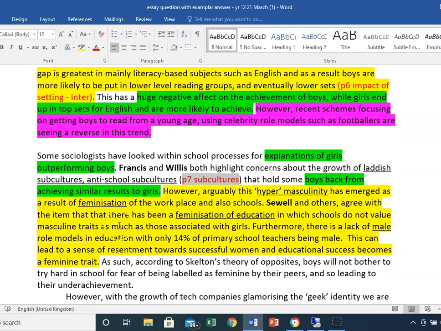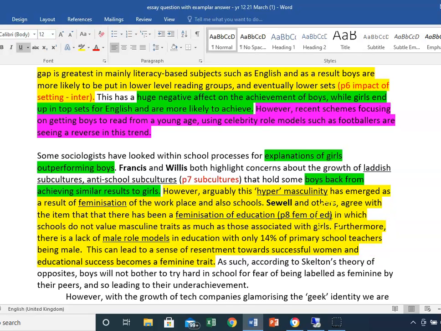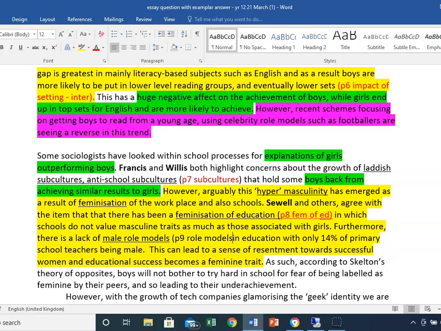Feminine schools do not value masculine. Feminization of education is point 8. In which schools do not value masculine traits as much as those associated with girls. Furthermore, there's a lack of male role models. So you've got role models in there now, so that's point 9. And these ideas are all connected in the same point, which is nice. They're sort of building upon one another. Really good chain of reasoning, development of argument.